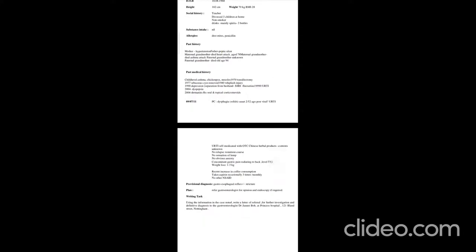Past history: mother hypertension, father peptic ulcer, maternal grandmother died of heart attack, age 78, maternal grandfather died of asthma attack, paternal grandmother unknown, paternal grandmother died of old age, 94. Past medical history: childhood asthma, chickenpox, measles, 1970s tonsillectomy, 1977 sebaceous cyst removal, 1980 whiplash injury, 1990 depression, 2004 dyspepsia, 2006 dermatitis, treatment with oral and topical corticosteroids.